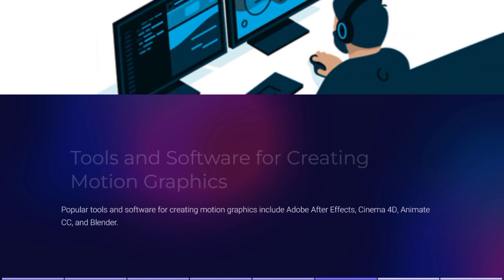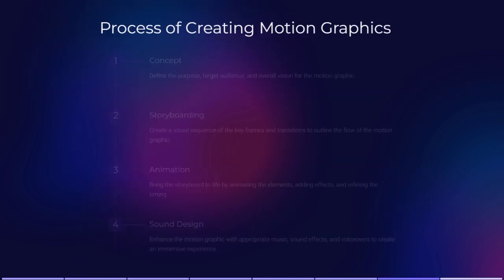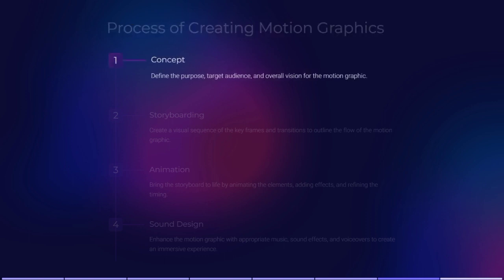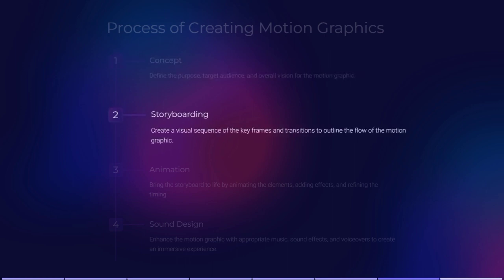And now the process of creating motion graphics. We have learned about the history and the background of motion graphics. But what is the process of creating motion graphics? So the first one is concept. Define the purpose, target audience, and overall vision for the motion graphics. The second one is storyboarding. Create a visual sequence of the frames and transitions to outline the flow of the motion graphic.